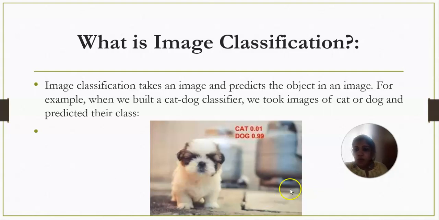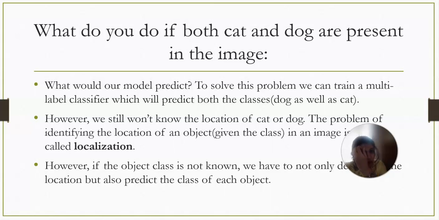But then what is the object detection here? Now, what do you do if both cat and dog are present in the image? What will our model predict? Our model has to predict both dog and cat? No. So to solve this problem, what will we do? We will train a multi-label classifier. A multi-label classifier means that the classifier will classify both. It should predict both the classes, dog and cat.